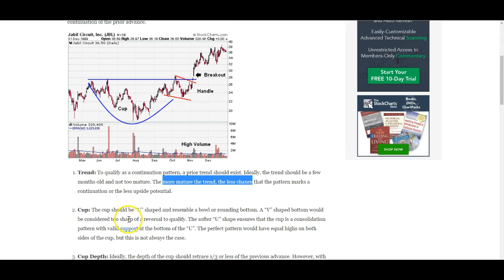So the cup, that's self-explanatory. It should be a U. It shouldn't be a V. All the ones I'm showing are U's. A softer U indicates that there's valid support. It just confirms the bottom more so than a V, let's say. And there's an example that I have that's basically a flat line U, and that's about as good as you're going to get.